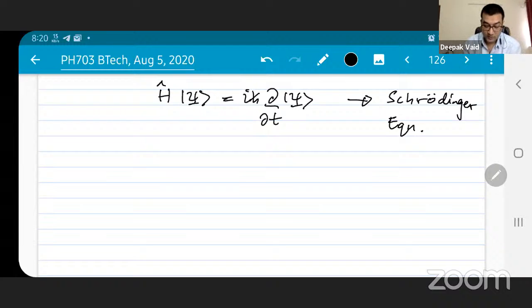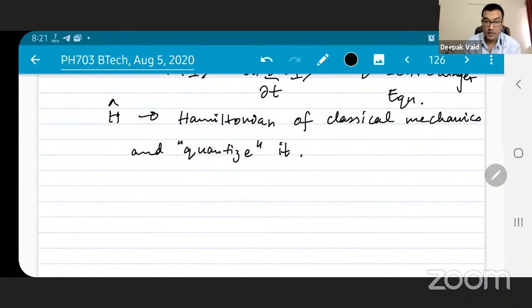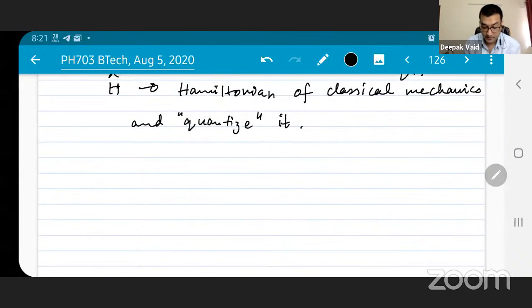So what is this H hat? You take this Hamiltonian of classical mechanics, and you quantize it. What do we mean by quantize? Well, we have, for example, the kinetic energy T, which is written as p squared by 2m, for a free particle, a single particle.